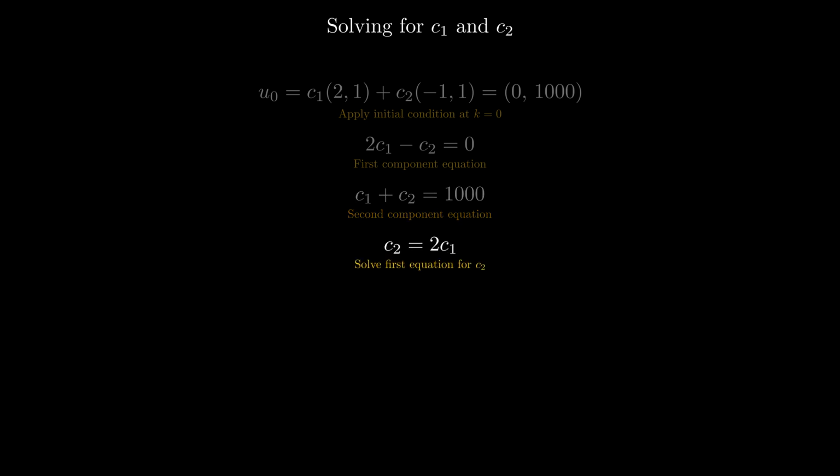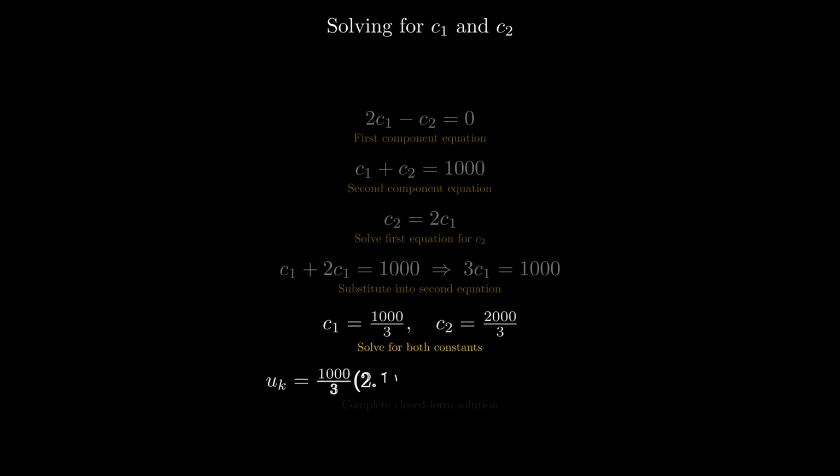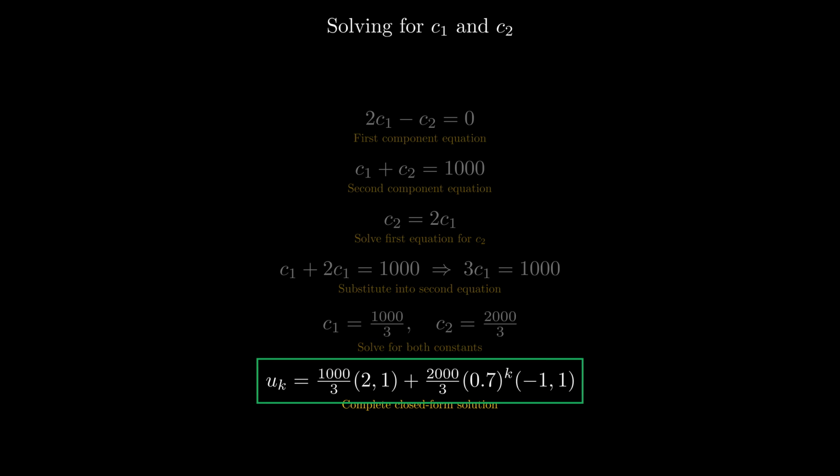From the first equation, c2 equals 2c1. Substitute that into the second equation. c1 plus 2c1 equals 1000, so 3c1 equals 1000, giving c1 equals 1000 over 3. Then c2 equals 2000 over 3, and we're done. The complete solution is u sub k equals 1000 over 3 times the vector 2, 1 plus 2000 over 3 times 0.7 to the k times the vector negative 1, 1.